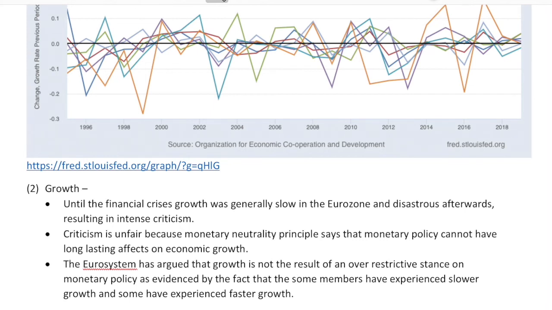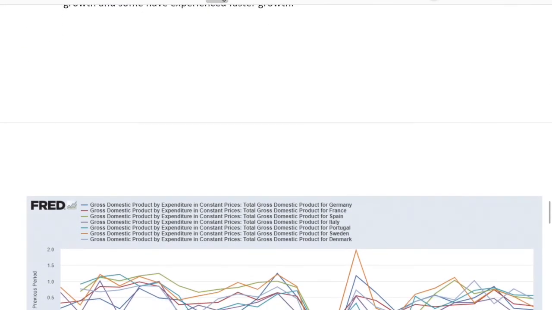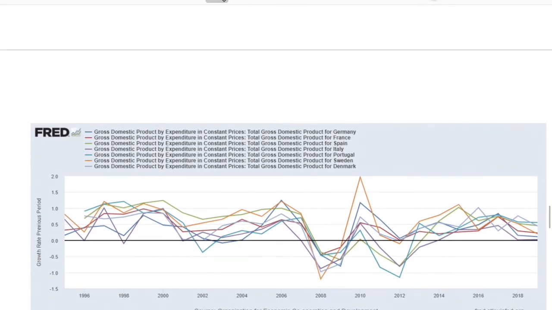And the Eurosystem has also argued that low growth, undesirable levels of growth, is not necessarily a result of an over-restrictive stance on monetary policy, because you could see that some members of the Eurosystem had experienced lower growth rates, but some members had experienced faster growth rates. So in this chart, we are looking at growth rates.